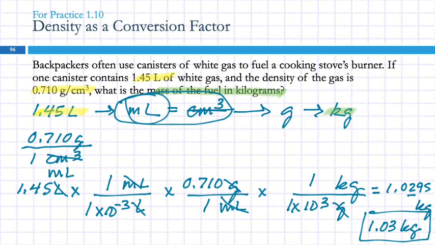We didn't have to rearrange the density equation. We treated it as a conversion factor. The units told us where they needed to be, and that told us that we're going to be multiplying by the density. On the worksheet, there were some density problems. If you're calculating density, use the density equation. That's it. Density equals this. If you're calculating mass or volume, do not use the density equation. Do it this way. It's a conversion factor. Okay?